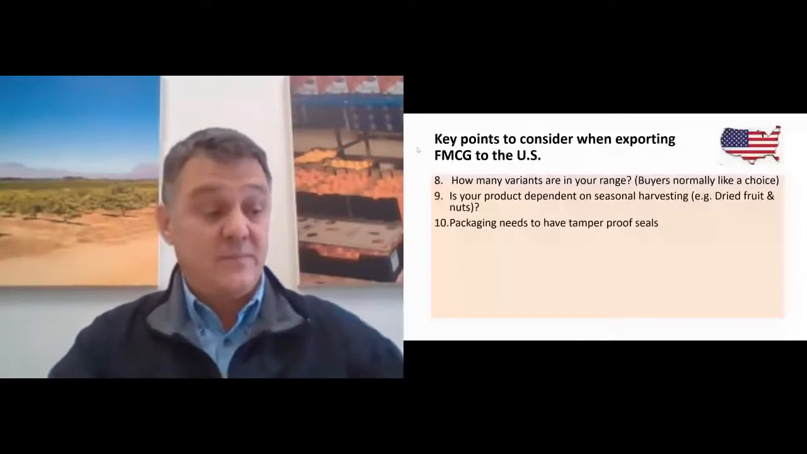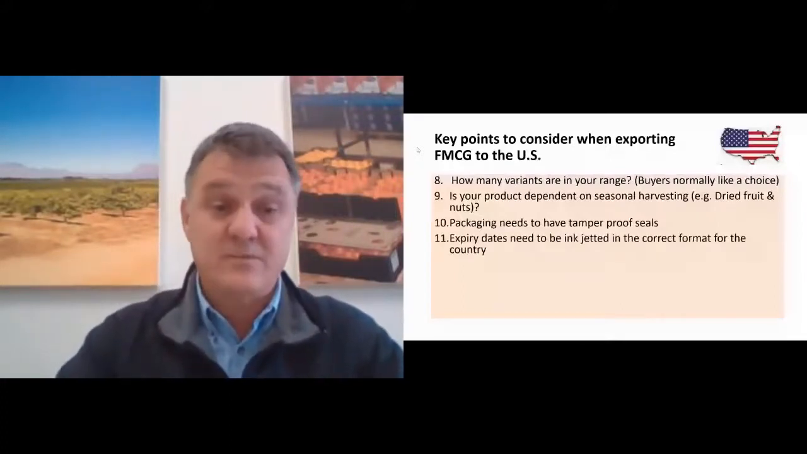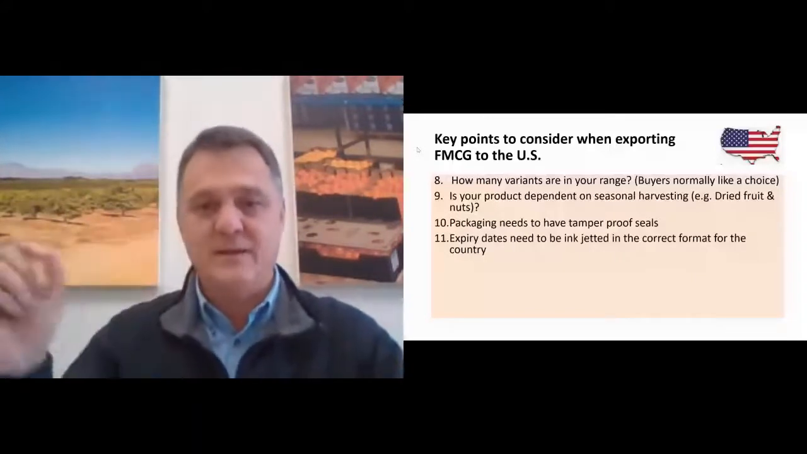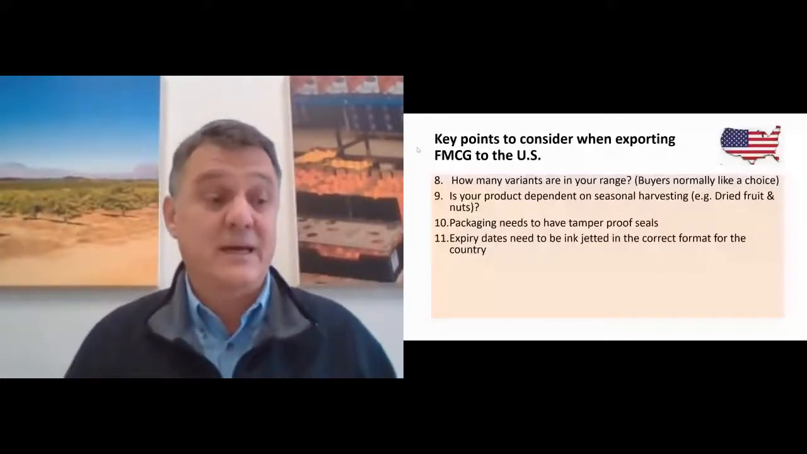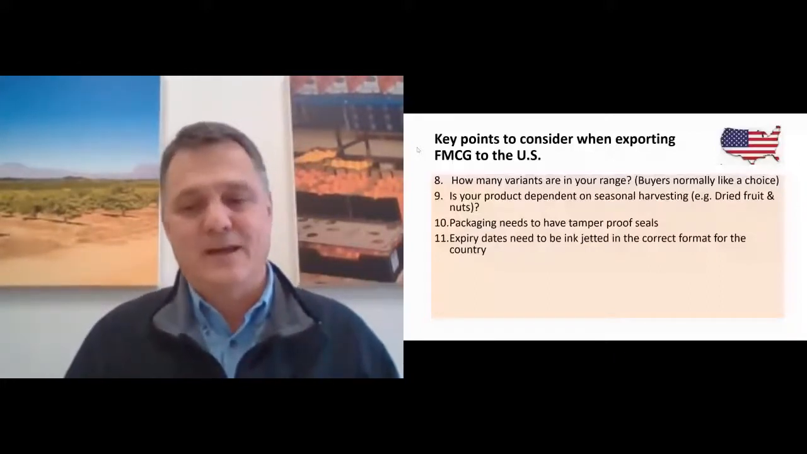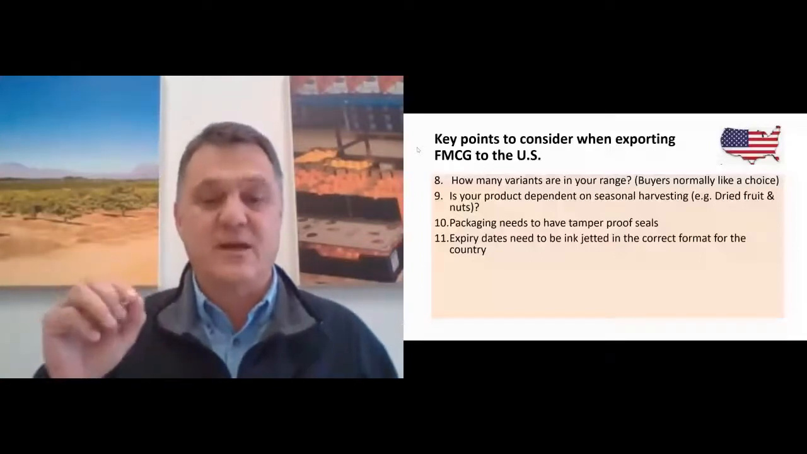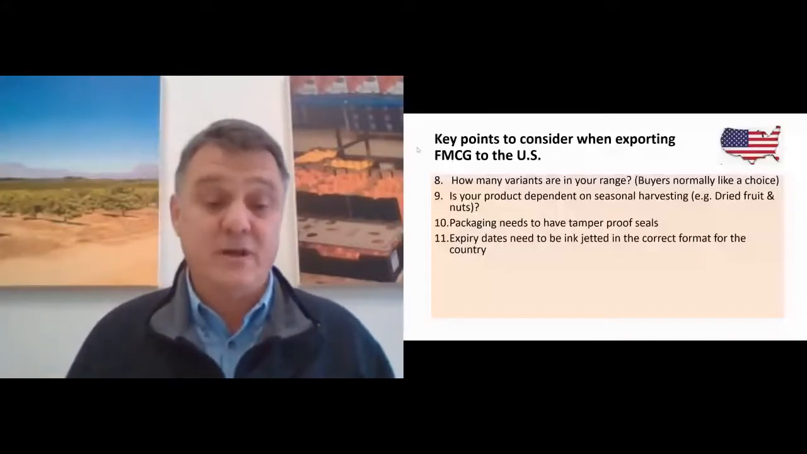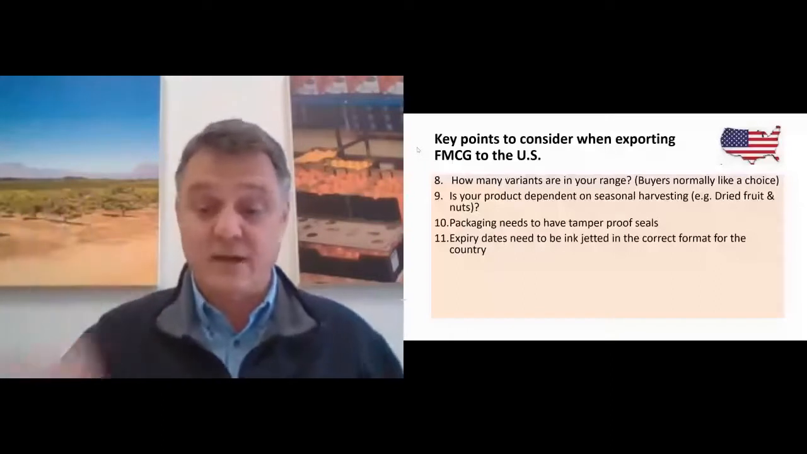Expiry dates, different formats for different countries. The US has its own format when it comes to the expression of the year, month, day, and these need to be inkjetted onto products. Buyers and regulations around stickers with expiry dates are getting quite tight now, and most countries aren't accepting products that have got expiry dates on a sticker. They have to be inkjetted onto the actual product.